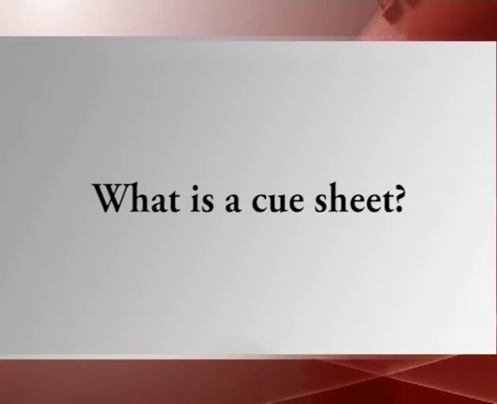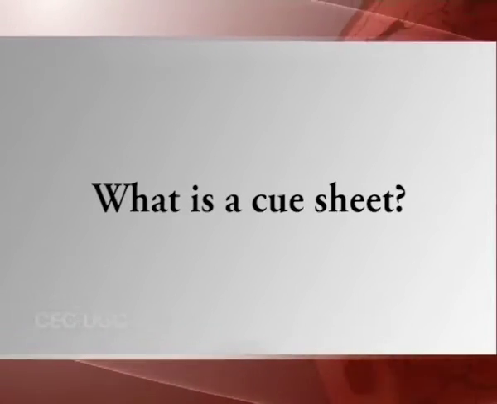Now let us see what a cue sheet is. A cue sheet can be defined as a sequential list of changes running through a performance. It can be used to document lighting changes, sound changes, special effects, and set movement. They are used by technicians to run a show and get all the elements of the show in the correct order at the correct time.